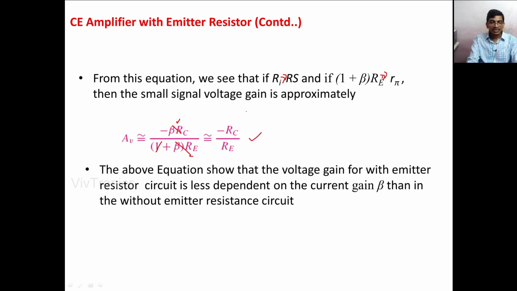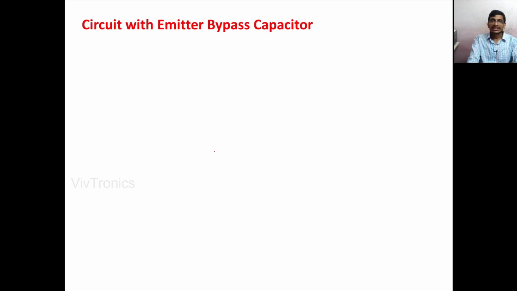If you observe the above equation, we can say the voltage gain for the emitter resistance circuit depends less on the current gain beta value than the circuit without the resistance. If you see AV is equal to minus Rc by Re, there is no term of the current gain beta. Therefore, the voltage gain is independent of the current gain beta. This is how we can stabilize the voltage gain AV.